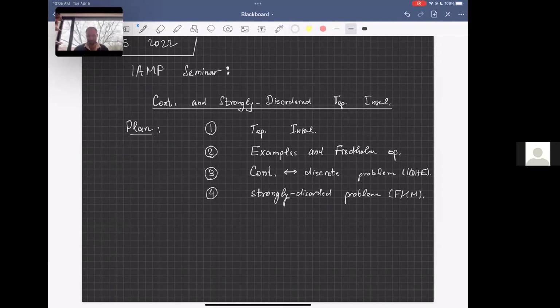Then I will explain the continuum versus discrete problem, which I did with Michael Weinstein. And lastly, I will talk about the strongly disordered time reversal invariant problem, the so-called Fu-Kane-Mele system, that I did together with Jeff Schenker and Alex Bols.